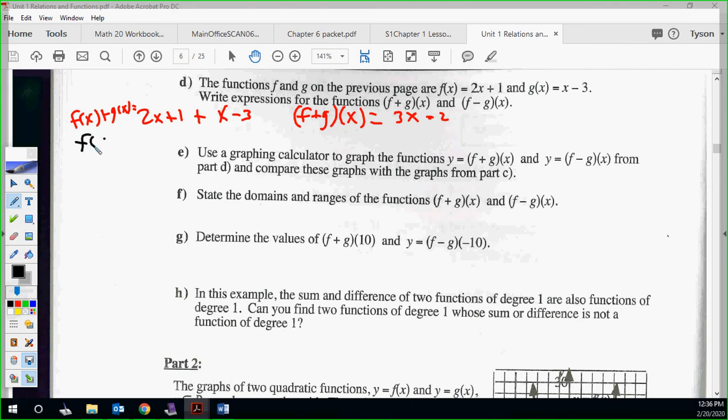Then we have f of x minus g of x. That gives us 2x plus 1 minus, put a bracket here so you distribute the negative, x minus 3. So that gives you f minus g of x. 2x minus 1x is x. 1 minus a negative is plus, so plus 4. So you have 3x minus 2, and x plus 4.